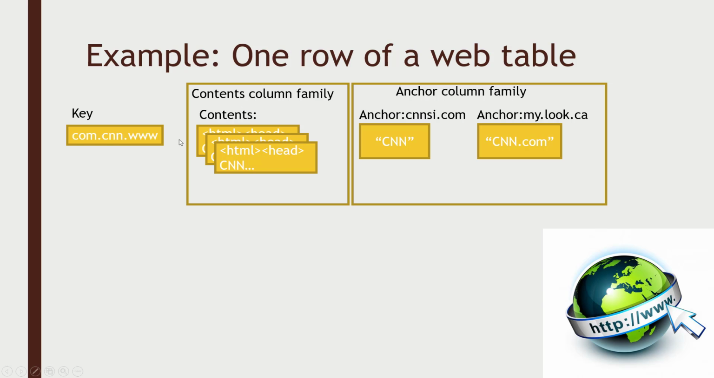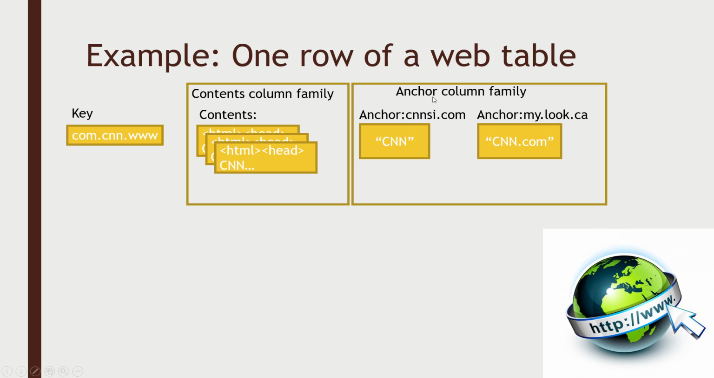So they're actually scraping CNN.com and storing the last 3 incarnations of that page that they came across, the last 3 crawls. And who knows what they're really doing under the hood today, but this is what they're describing in the paper. And then they have an anchor column family. So this is where they're storing all of the pages on the web that link back to CNN.com.